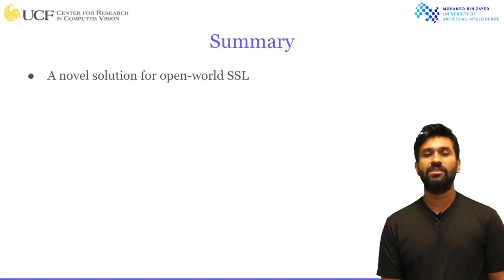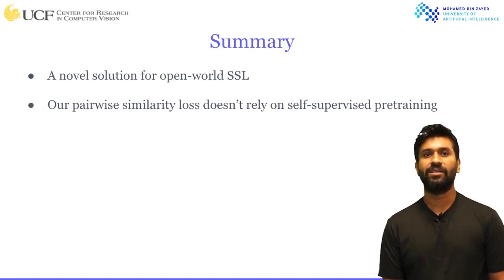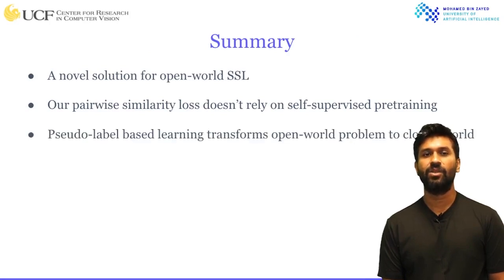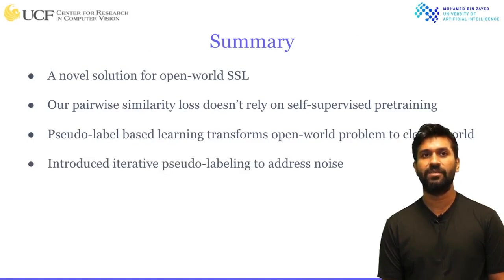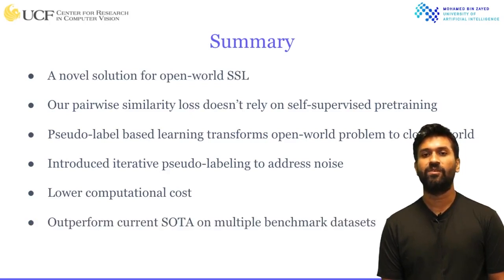So in summary, in this work, we propose a novel solution for open-world semi-supervised learning. Our pair similarity loss does not rely on self-supervised pre-training. Our pseudo-label based learning transforms the open-world problem to a closed-world problem. And we introduced iterative pseudo-labeling to address the noise present in the pseudo-labels. We have a lower computational cost compared to the current state of the art, and we outperform the current state of the art on multiple benchmark datasets.